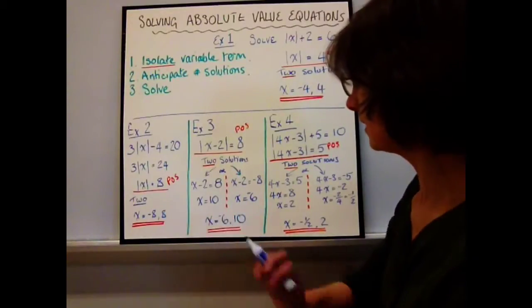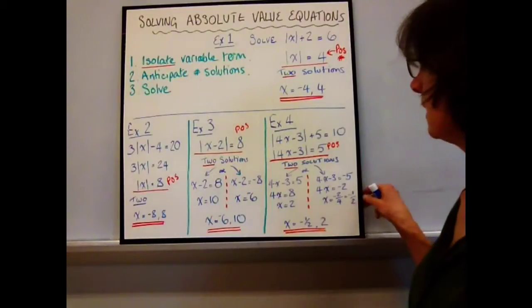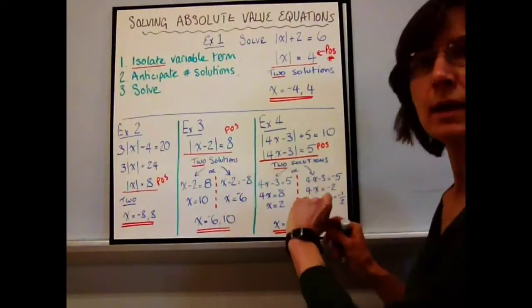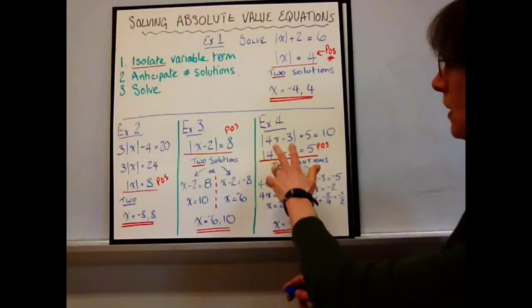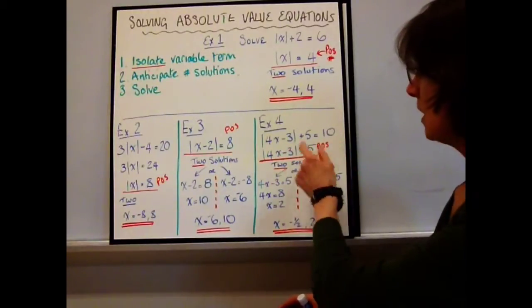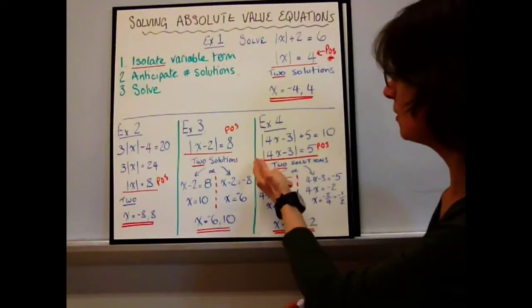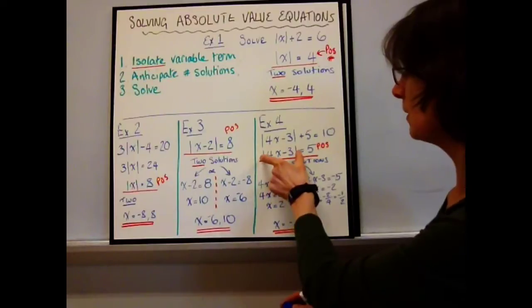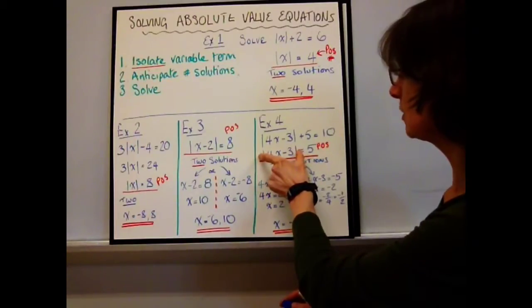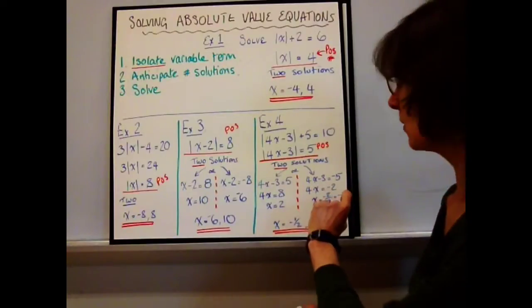Oh, I better make my change there as well. Okay. And then example 4, just more complex again. We've just got more stuff going on. We're going to subtract 5 from both sides first of all. Then I've got my expression within the absolute value bars, but there's nothing going on outside of the absolute value bars. I've isolated the variable term, and now I need to set my two situations going.